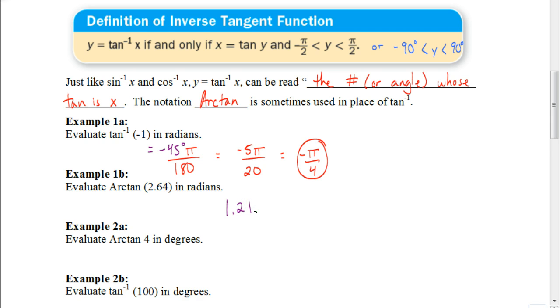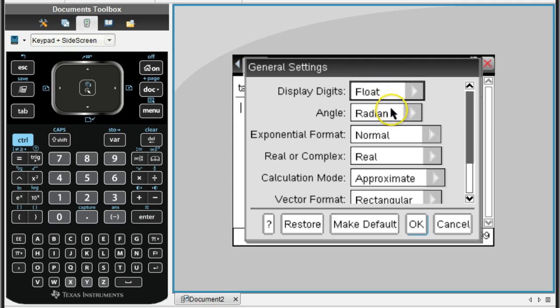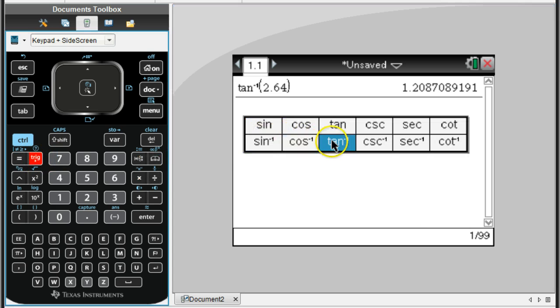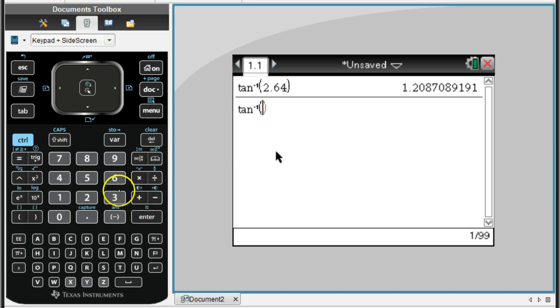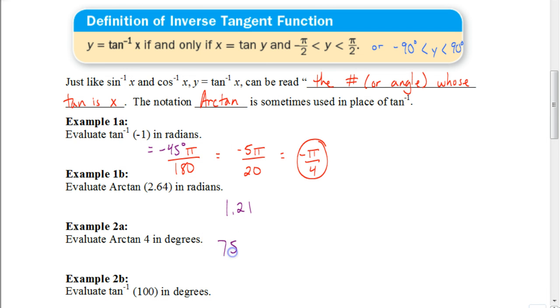Now for the next one, it says to find the arctan of 4 in degrees. So now we're going to have to go back up here and change this back into degree mode. And so now if I do the arctan of 4, because that's what they asked for, we get 75.96. And again, this is in degrees. We want to make sure that we label it as so.